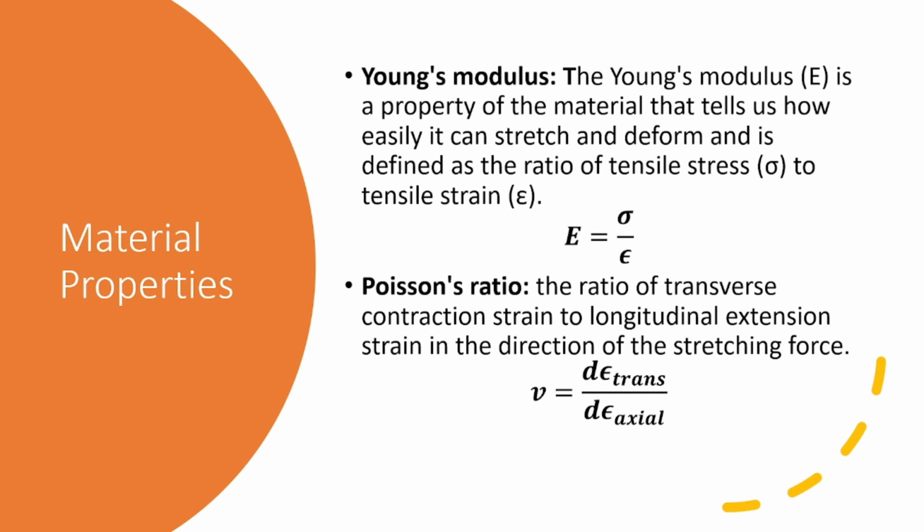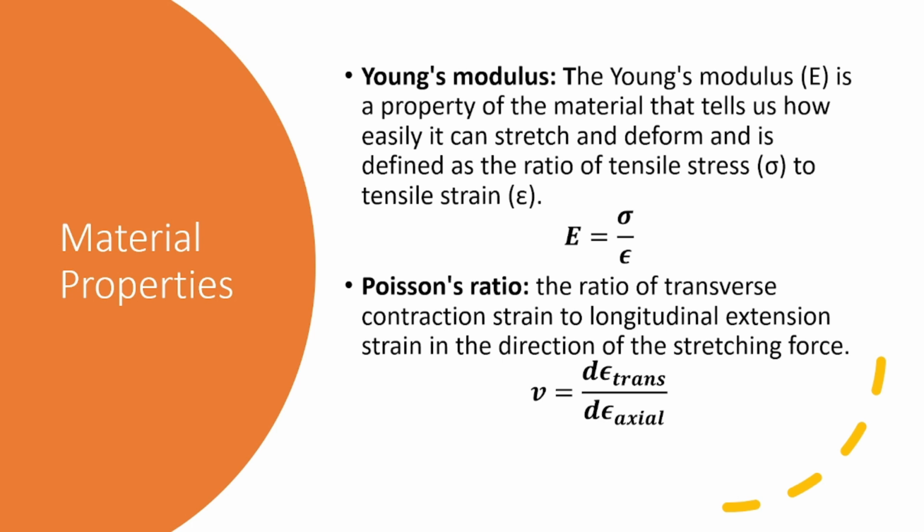The material properties of the cantilever beam have a significant impact on its behavior and response to external loads. Some of the key material properties that need to be considered when designing and simulating a cantilever beam are Young's modulus. This is a measure of a material's stiffness or ability to resist deformation when subjected to an external load. It is expressed in units of stress divided by strain.